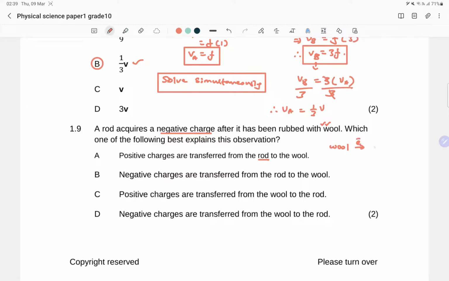Wool transferred electrons to the rod because the rod became negatively charged. Okay, and if the wool transfers electrons, it will remain positive. So think about that. Just make yourself some simple equations that can help you work through something. So negative charges are transferred from the rod to the wool, not the other way around. So the positive charges, we're not transferring positive charges. Negative charges are transferred from the wool to the rod. The answer is definitely true.